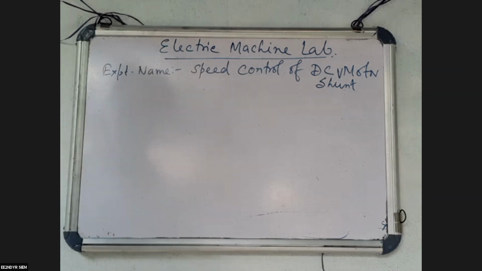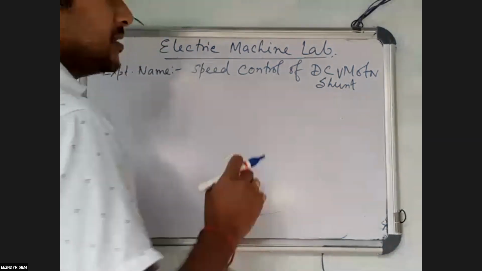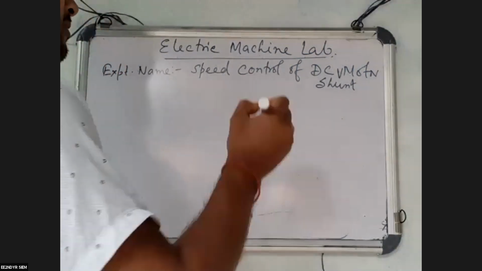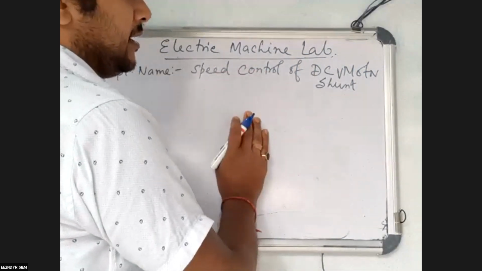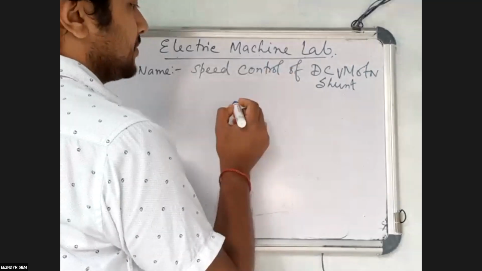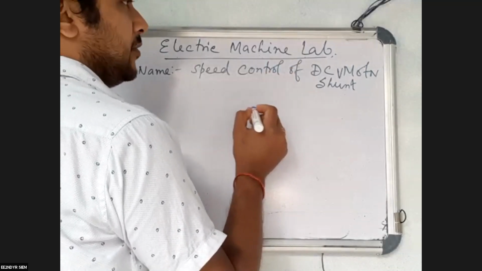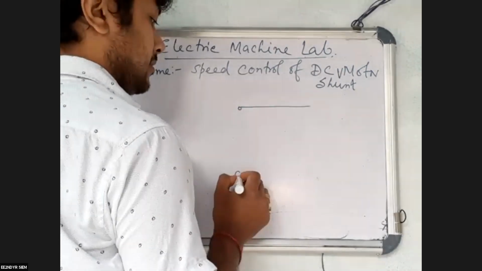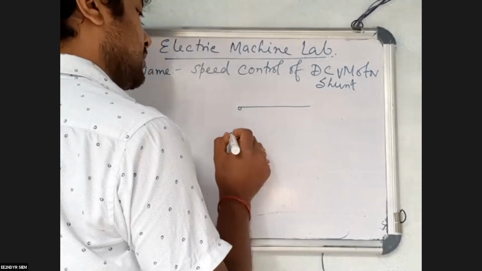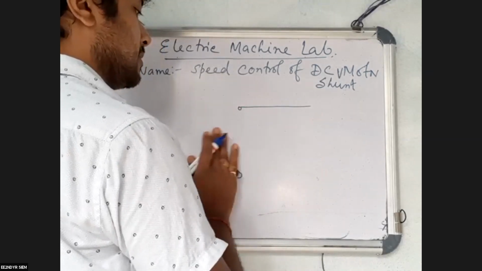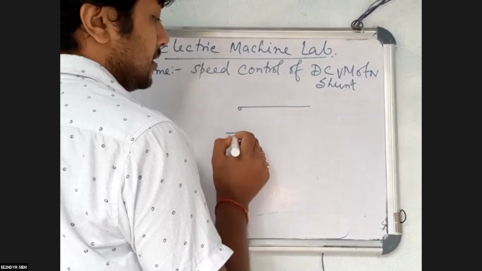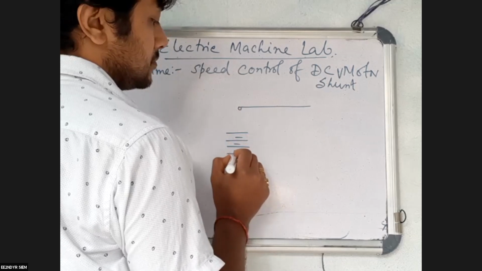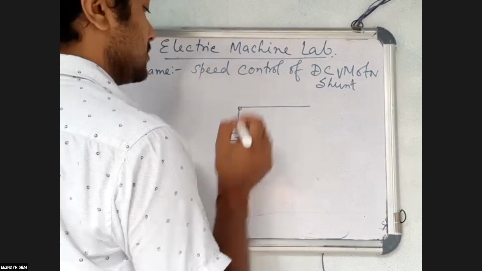Now basically you see DC shunt motor. Now how you can control the speed? First we'll generally draw a particular diagram. DC shunt motor, that means you have to give a supply. Understand? You have to give a supply. That means DC voltage you have to apply.